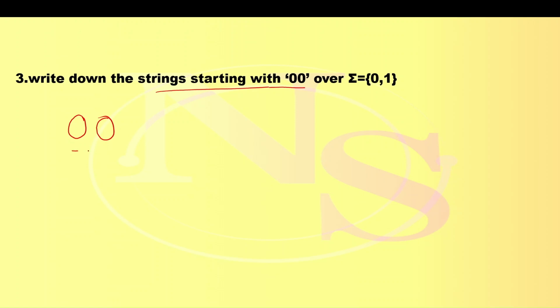Once you have written this minimum length string, follow the next step. Write it down as it is and think about the next symbol. Sigma contains two symbols, 0 and 1. So there will be two possibilities. First, write down 0, then write down 1. Copy this 00 as it is. So you got two more strings satisfying the condition of starting with 00.